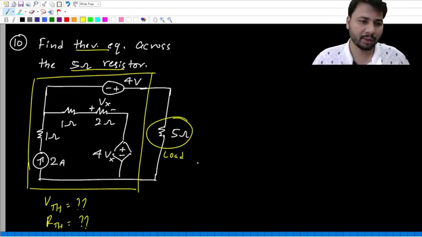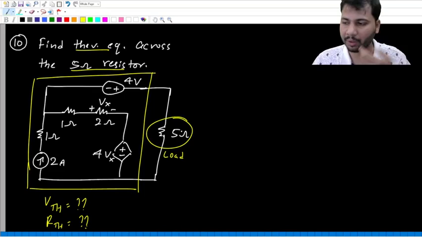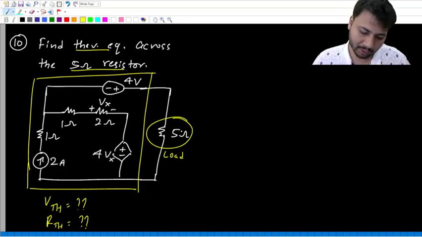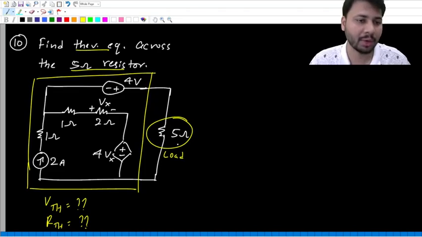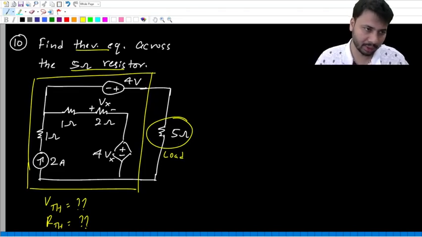So you can find the Thevenin equivalent in a number of ways. You can remove the load to find VOC, or you can replace the load with a short circuit to find ISC. From VOC and ISC you can easily find RTH. Already VOC is nothing but VTH, okay? But I will do it using the VT-IT method, okay?